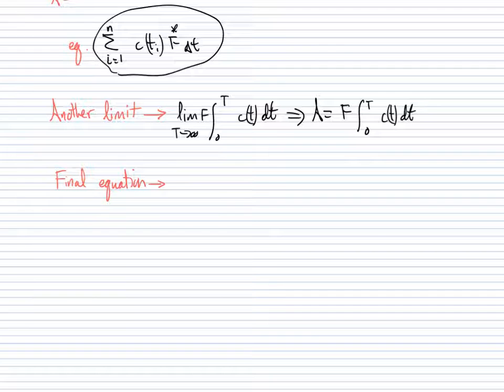So since A is typically a value that will be given to us, and we can figure out the integral by ourselves, what this leaves us is this f.